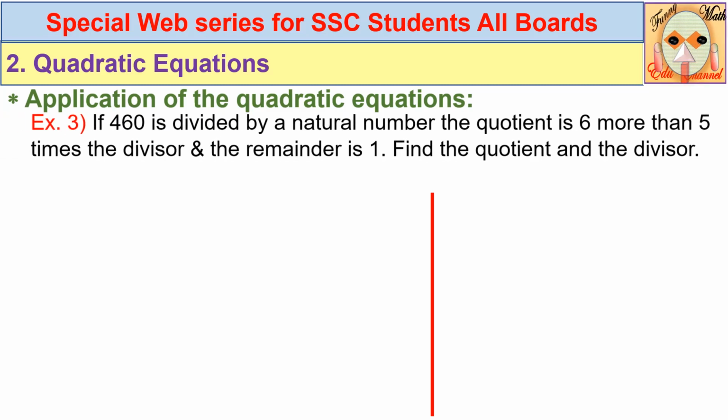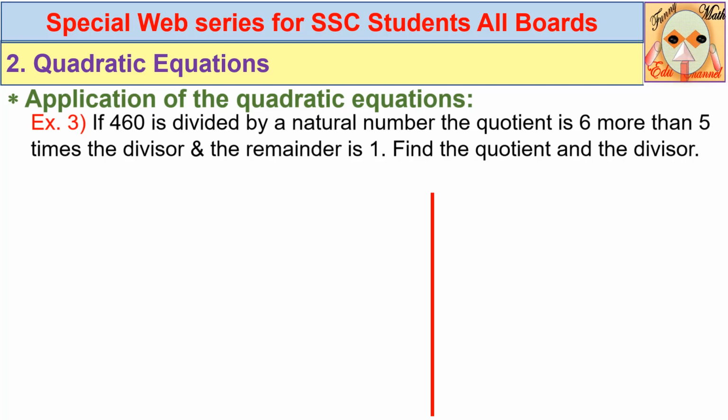Now student, we are going to see one more application which is on numbers. See example number 3. If 460 is divided by a natural number, the quotient is 6 more than 5 times the divisor and the remainder is 1. Find the quotient and the divisor. Always read the verbal problem 2 or 3 times so that you can understand each and every condition.